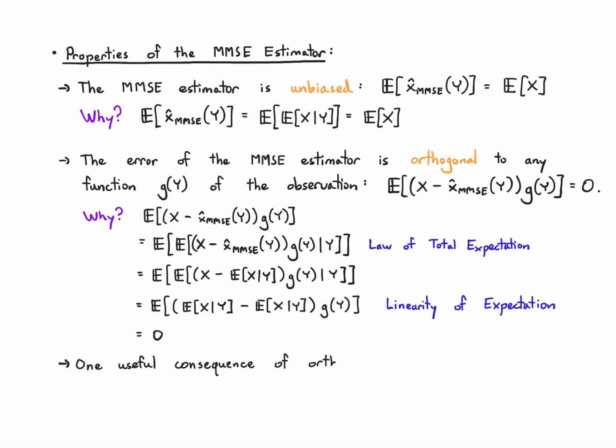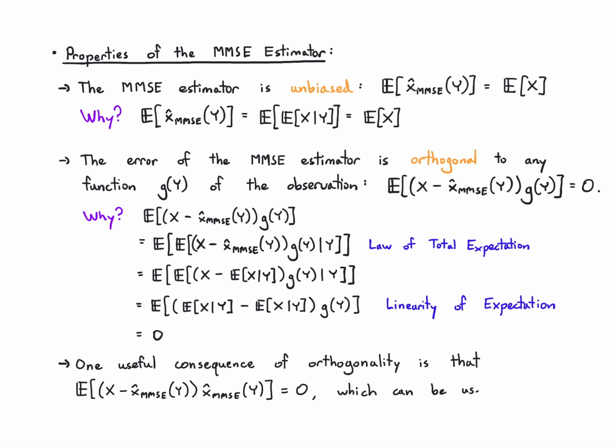One useful consequence of orthogonality is that you can use it to show things about the mean squared error itself. You can plug in the MMSE estimator as the function itself, and using this relationship, you can show that the mean squared error for the MMSE estimator is just the second moment of x minus the second moment of the MMSE estimator. That's just a little thing in case you ever run into it.